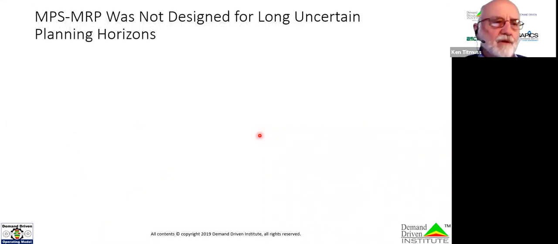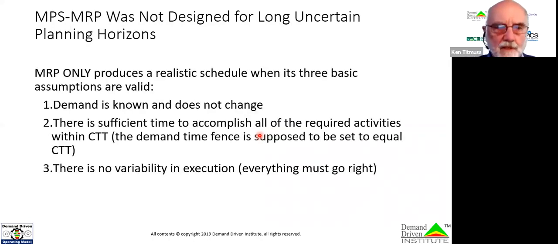So if we go back and have a look at the MPS and the MRP, it was not designed for long, uncertain planning horizons. MRP only produces a realistic schedule when three basic assumptions are valid. Number one, the demand is known and doesn't change. Well, we don't know what the demand is out to the cumulative lead time, and one thing's for sure, it's going to change. Number two, there is sufficient time to accomplish all of the required activities within the customer tolerance time. And if you go back to when MRP was introduced in the 1960s and 70s, if you look at the text that Orlicky wrote, the demand time fence should be set to your customer tolerance time. That's how it was designed.